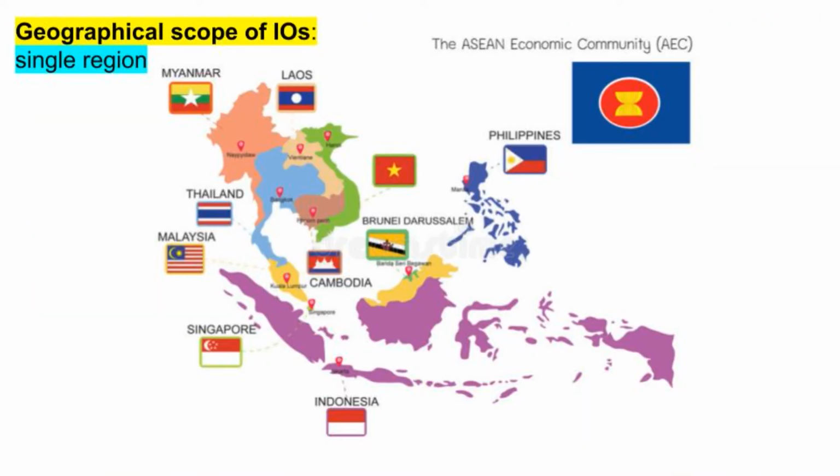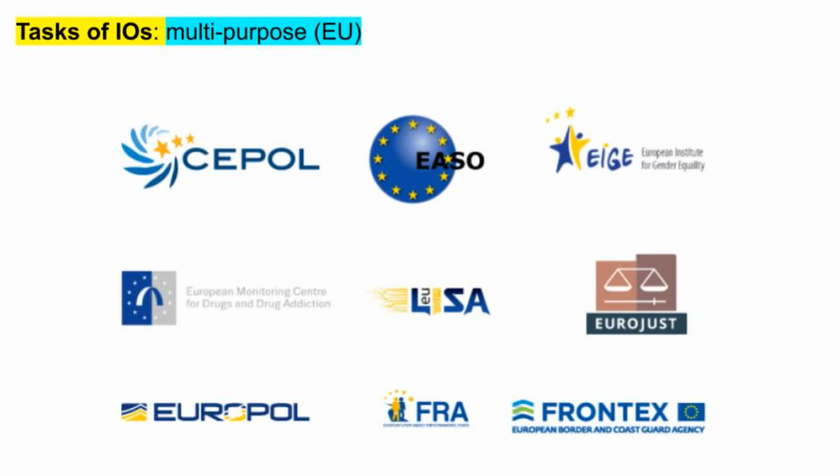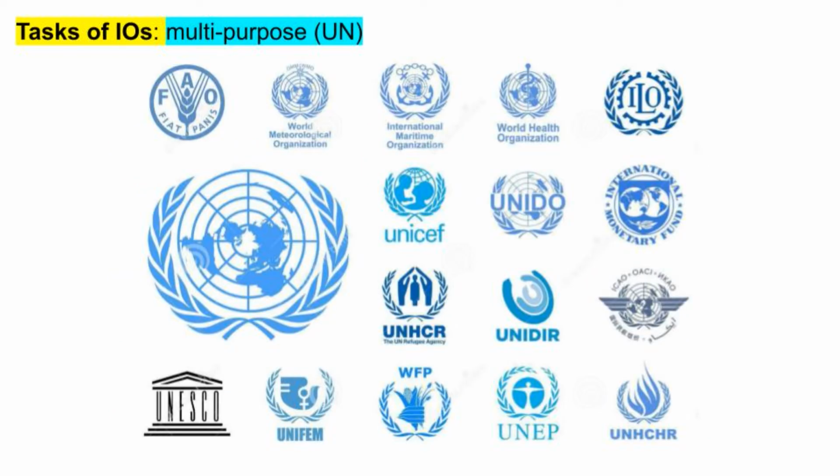Their geographical scope varies extensively from a specific area, as the case of the regional organizations such as ASEAN or the African Union, to worldwide organizations having members from all countries. Furthermore, there are single-task organizations like the Organization of the Petroleum Exporting Countries, OPEC, as well as multi-purpose organizations such as the European Union and the United Nations.